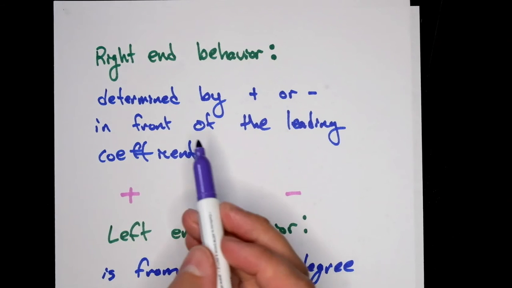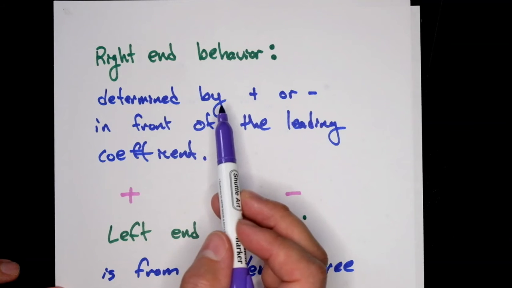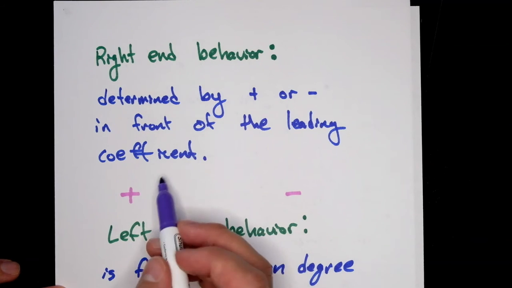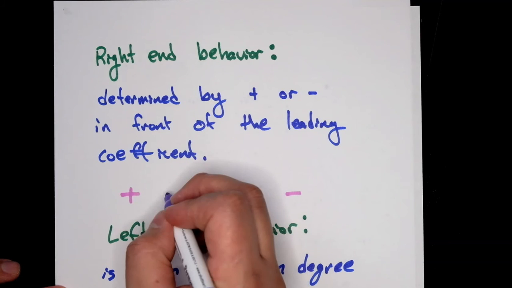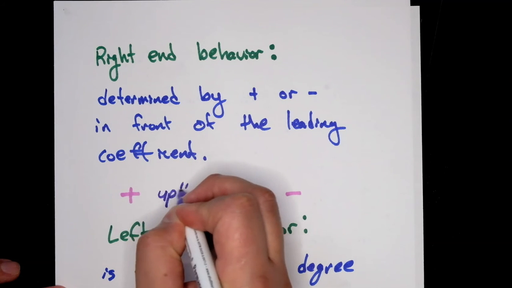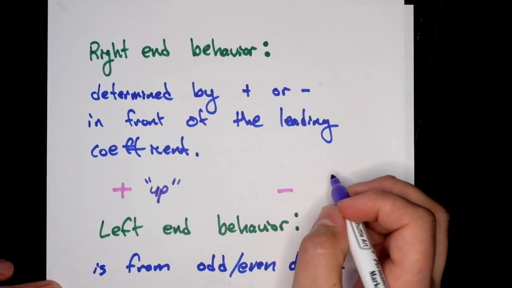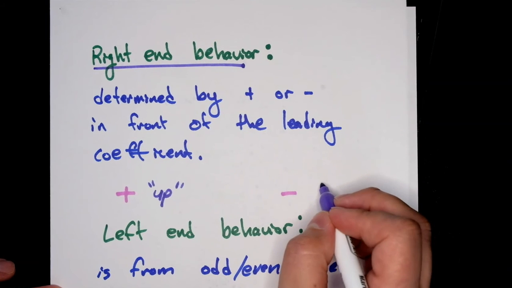So going back to the right end behavior, remember, the right end behavior is determined by the positive or the negative in front of the leading coefficient. So if we've got a positive in front of that leading coefficient, then the right end is going to be going up. If we got a negative in front of that leading coefficient, then the right end, remember this is the right end right here, is going to be going downward.